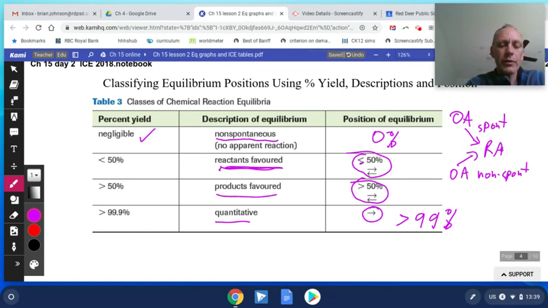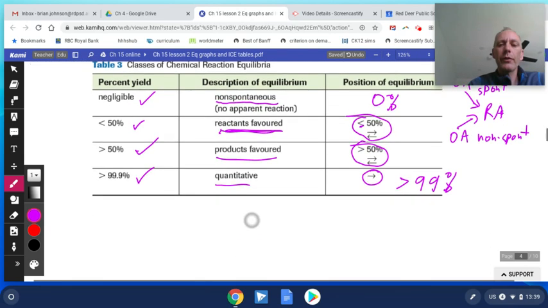Here they are in short form. Non-spontaneous means no product. Reactants favored, less than 50. Products favored, greater than 50. Quantitative, greater than 99.9%. So 4 different ways we can describe chemical reactions in equilibrium, and we'll use those terms frequently.